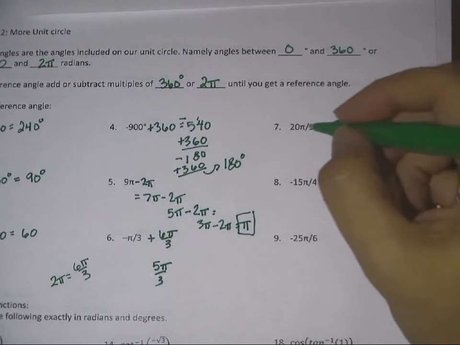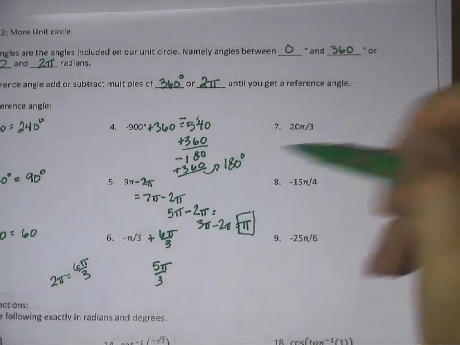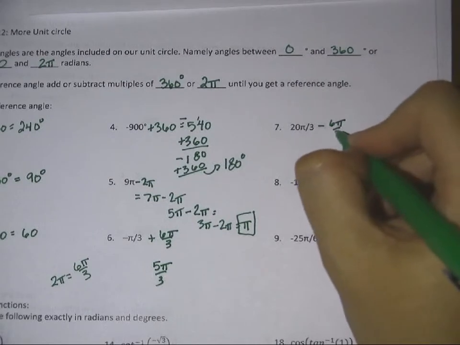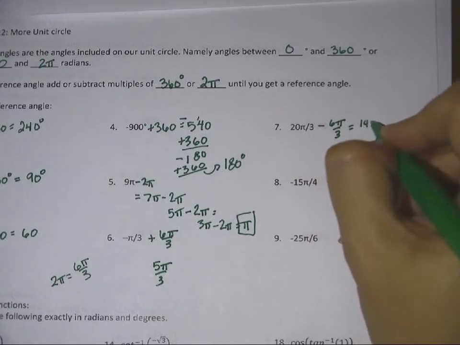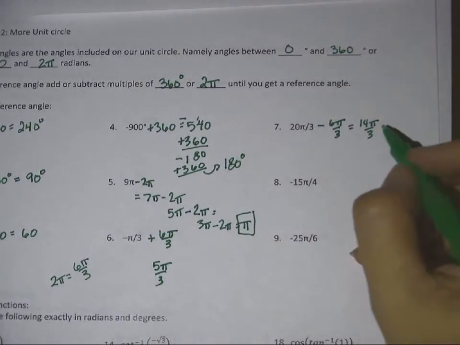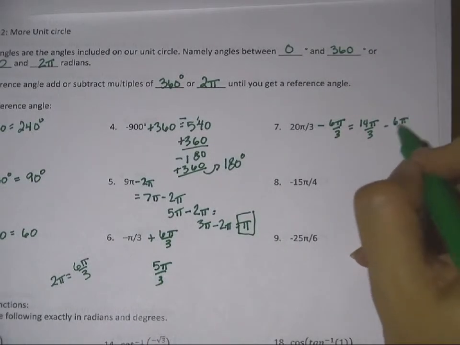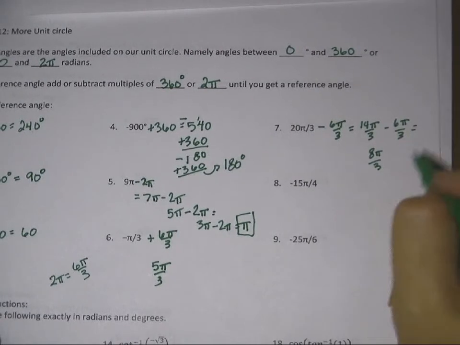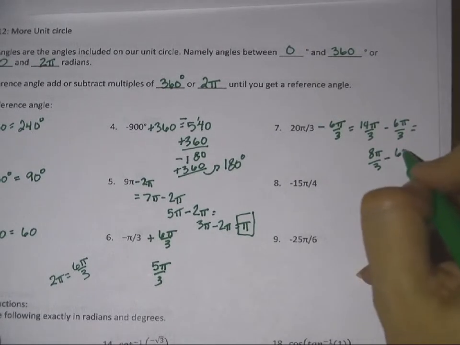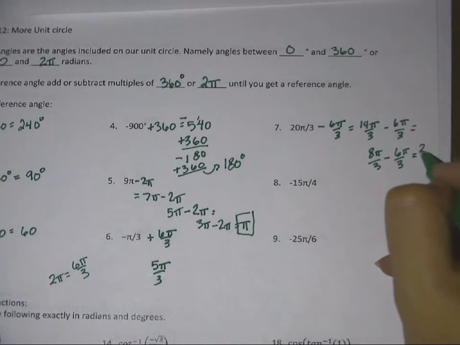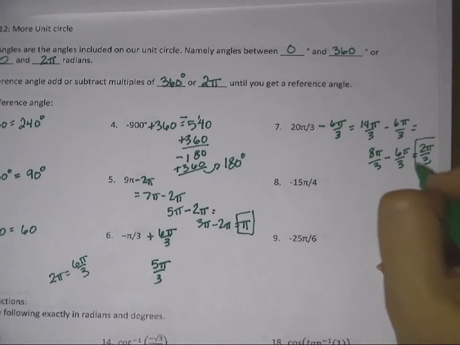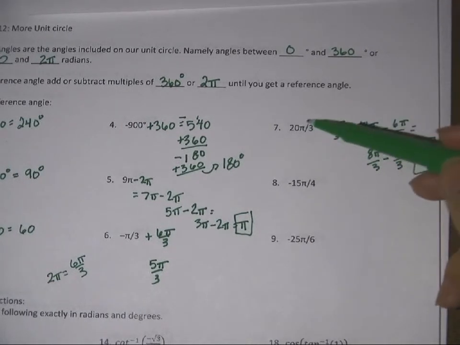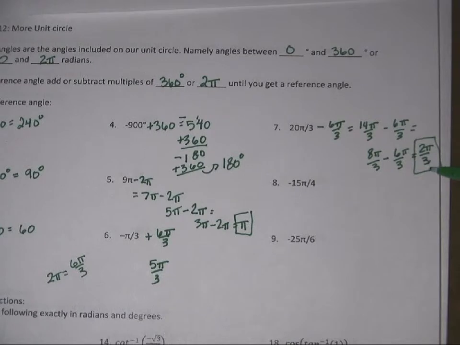The next one, 20 pi over 3. That's still going to be 6 pi over 3, so subtract 6 pi over 3, and I get 14 pi over 3. Do it again, and I get 8 pi over 3. And I have to do it one more time, minus 6 pi over 3, and I get 2 pi over 3 as my final answer. What we're saying is 20 pi over 3 is the same angle as 2 pi over 3.